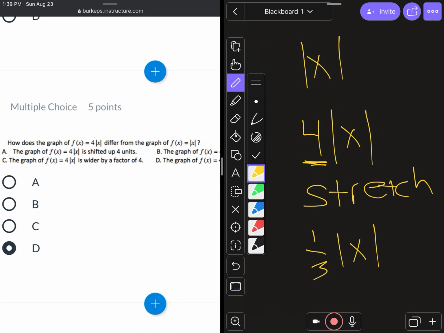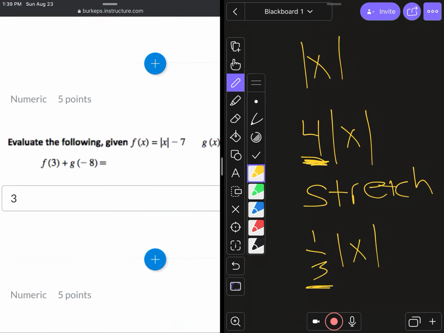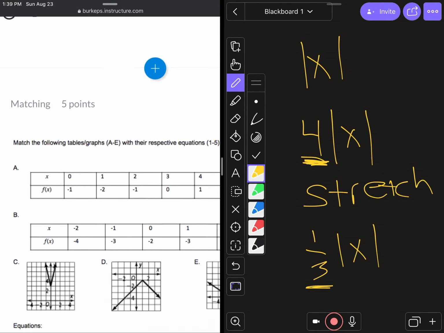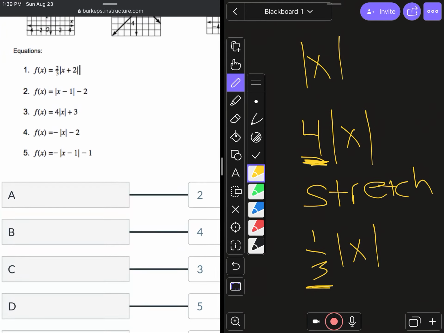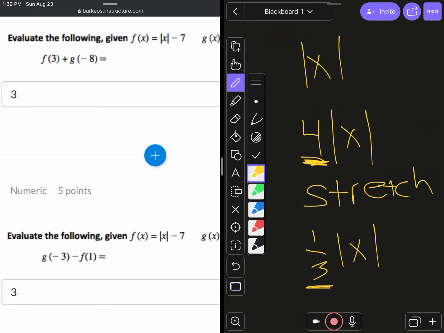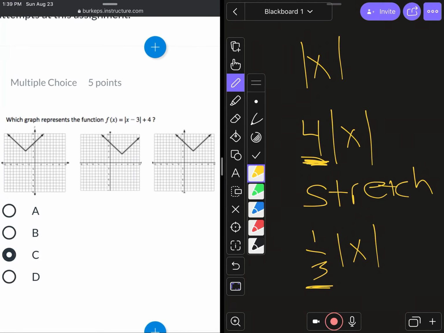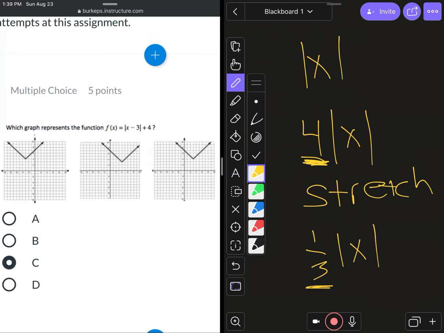I'm not sure what Mr. Brown called it, but it's a compression. And this one's a stretch. If it's greater than 1, it is a stretch. If it is less than 1, it is a shrink or a compression. Let me see. I'm going to make sure I covered all the concepts. I believe I have. Okay? So you should be able to go through the rest of this assignment based on what I've talked about so far. Answer those questions.